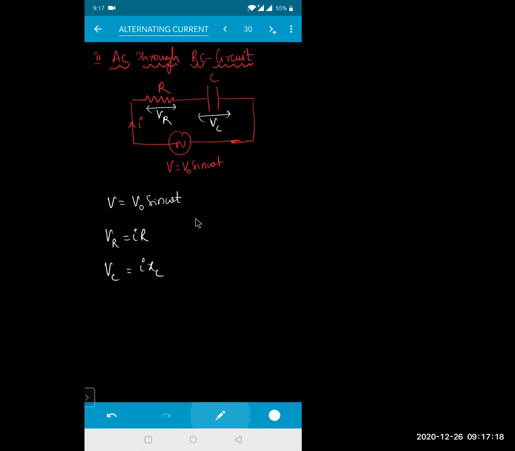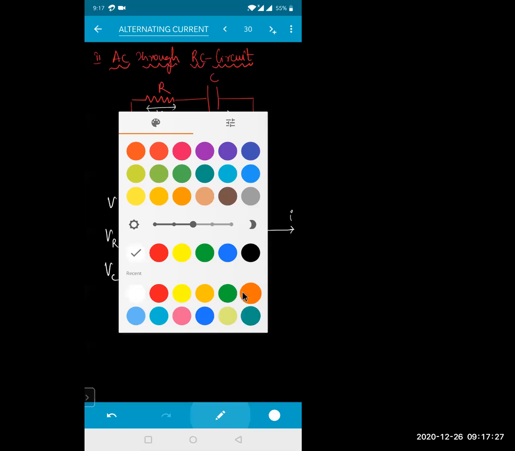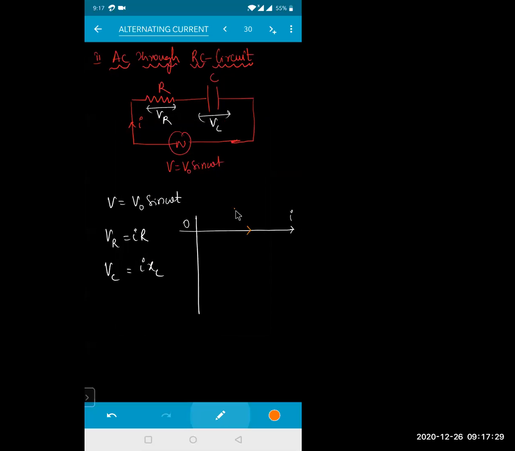So if I draw the vector diagram for this, it will be something like this. This is your origin O. Here I am taking your current. This one is your VR, and here it is your potential across your capacitor. So the resultant will be something like this, and this is making an angle of phi. So this is your vector diagram, and this is the resultant.